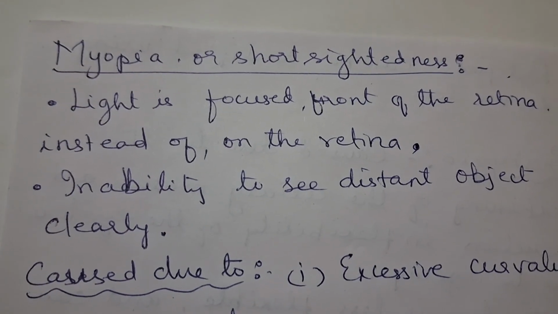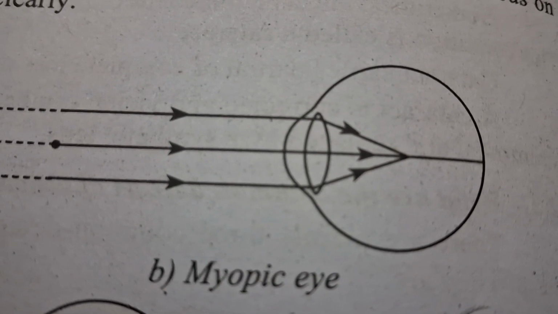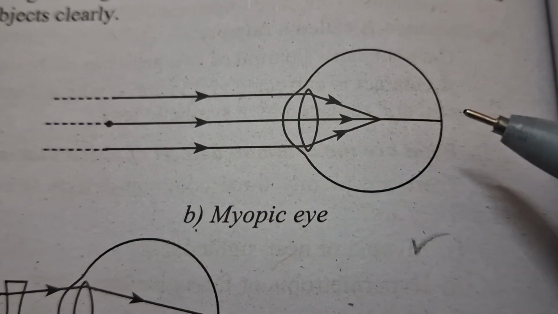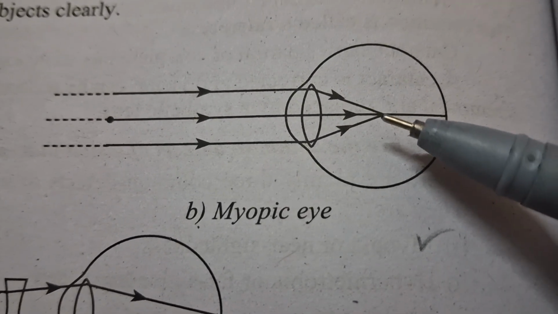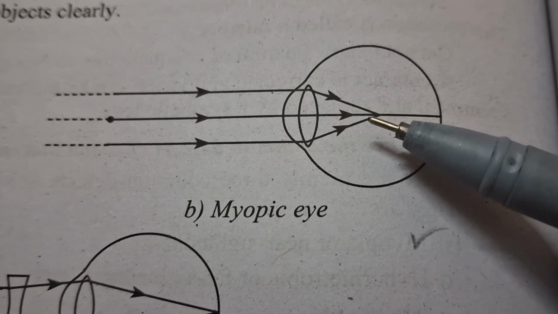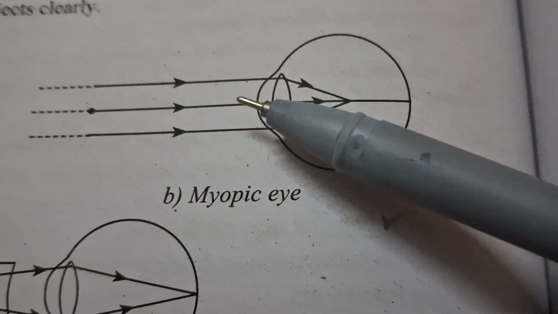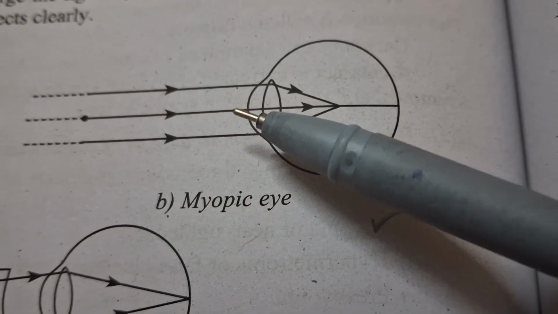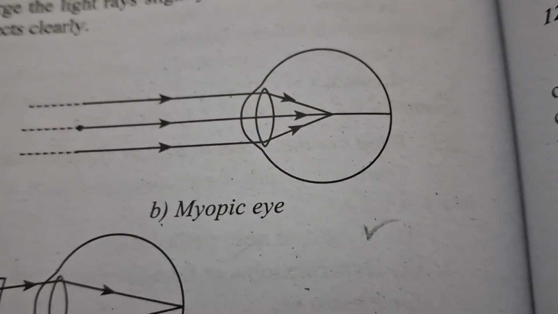This shows a diagram of a myopic eye. Instead of falling on the retina, the image forms in front of the retina. So this is a myopic eye. This defect can be rectified by using a proper lens. When you wear proper spectacles, the image will fall on the retina.